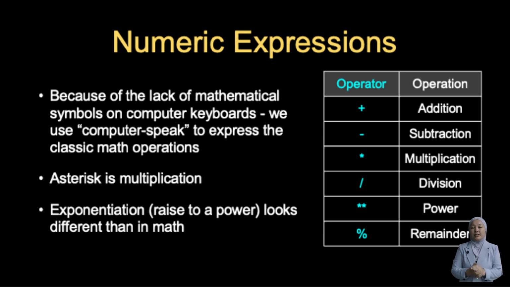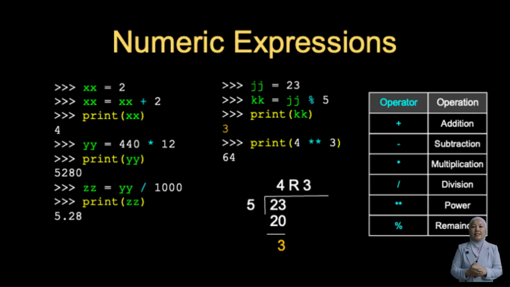A double asterisk is used for exponentiation, raising to a power, and the percent sign is the modulo operator, which gives you the remainder after division. For example, 23 % 5 equals 3, because 23 divided by 5 is 4, with a remainder of 3. Let's see these in action with some Python shell examples.